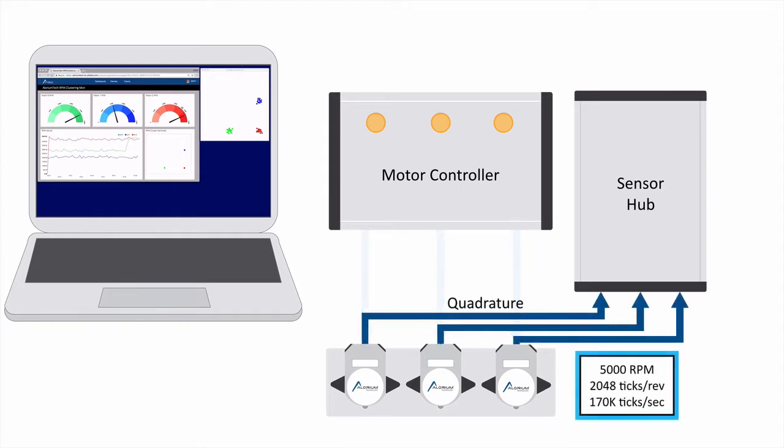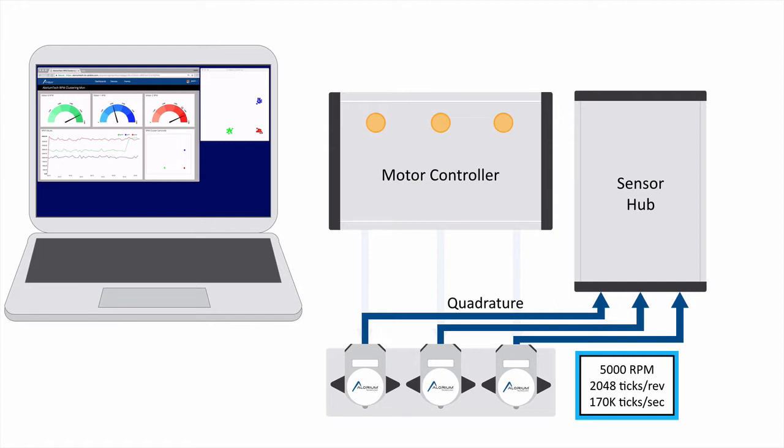And that Quadrature data is being taken from the encoders and fed into this other box that I just kind of labeled as a sensor hub. It's not necessarily the best actual name for it, but that's just what we'll call it for right now. So each one of the motors independently is streaming that data into the sensor hub.